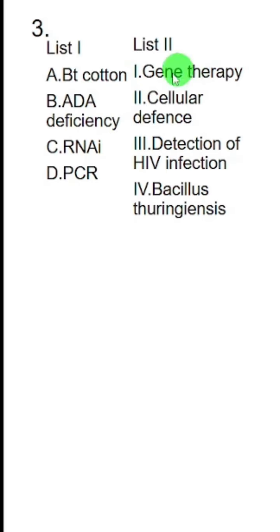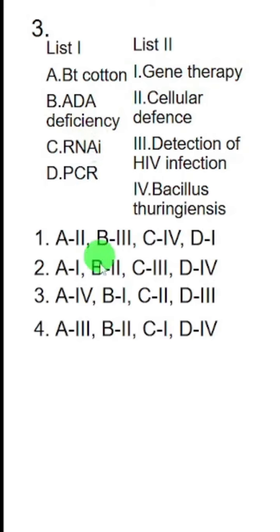Match question. Gene therapy. This is related to ADA deficiency. B1. Option 3 is the only option with B1 combination. This is the answer. So I will use this question as an opportunity to revise the topic of ADA deficiency.